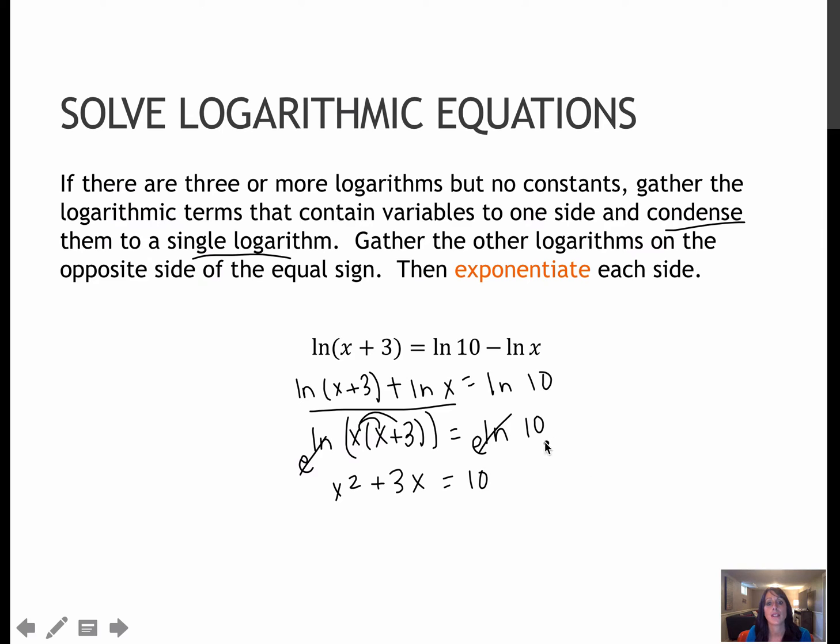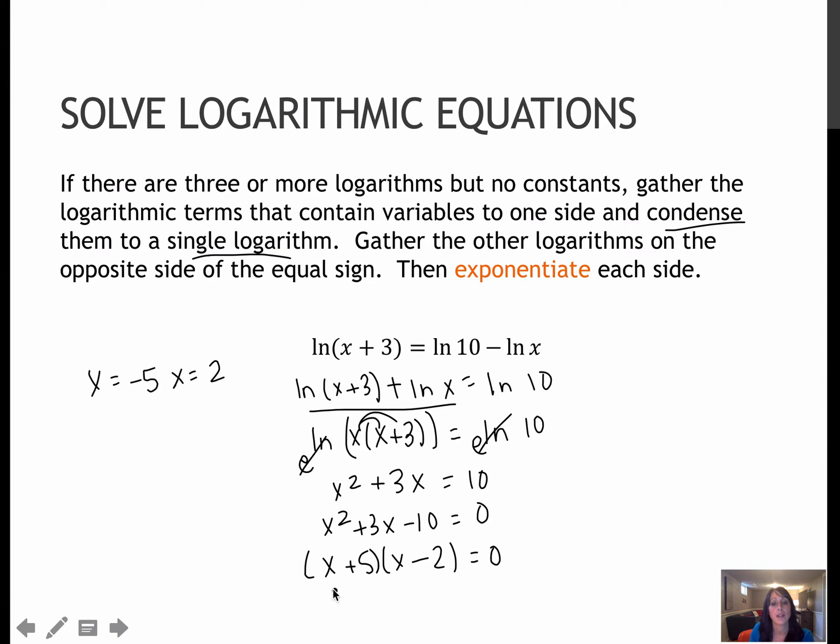I know that in order to solve a quadratic, I'm going to have to move all of the terms to one side. So I have x squared plus 3x minus 10 equals 0. I'm going to factor that into x plus 5, x minus 2. And then from here, of course, I'm going to say that x equals negative 5 and that x equals positive 2 by setting this equal to 0 and setting this equal to 0.